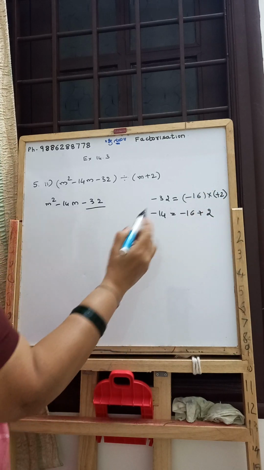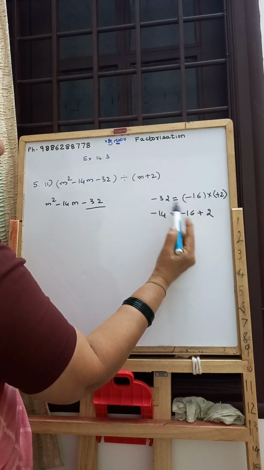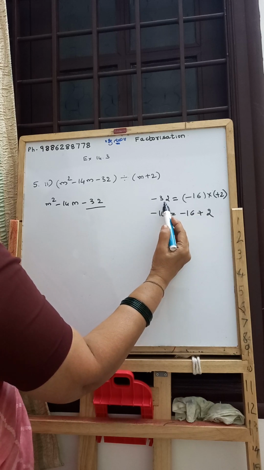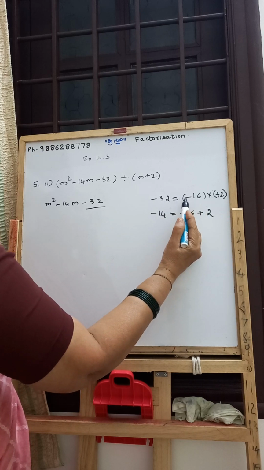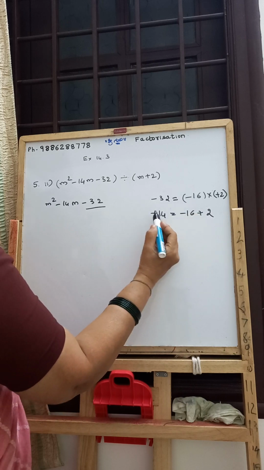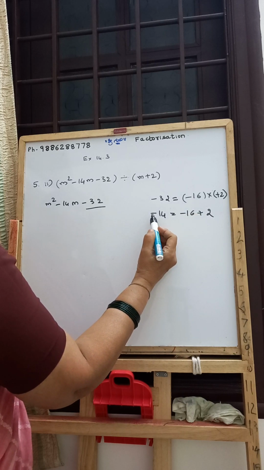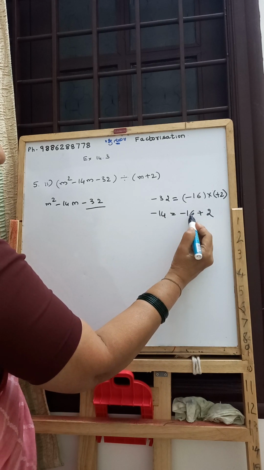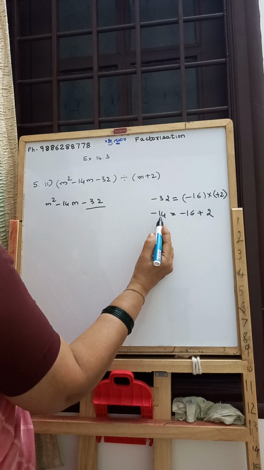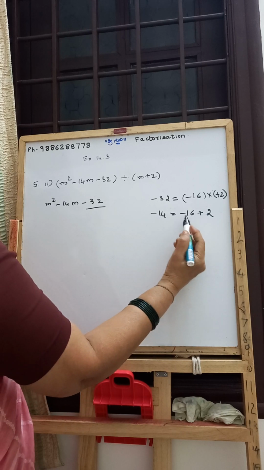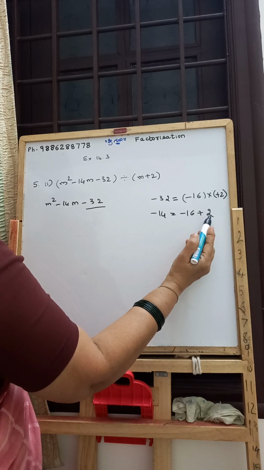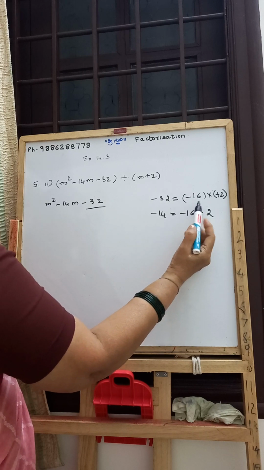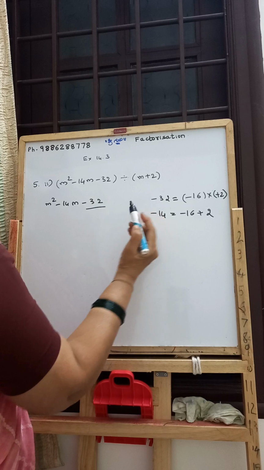Minus 16 plus 2. Here, for minus 32, we consider the factors of 32 as 16 and 2. Why did we take the minus sign for 16? Because we want 14 with a negative sign. Therefore, if you add minus 16 and plus 2, you will get minus 14. If the numbers have different signs, we subtract the smaller one from the bigger one and put the bigger number's sign. And in multiplication, minus into plus is minus.